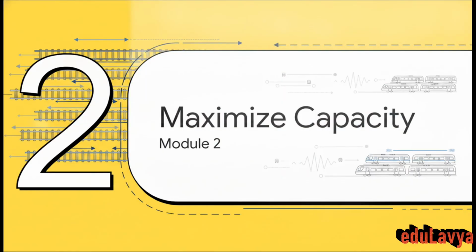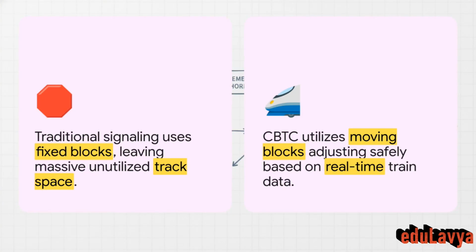Module 2. Maximizing capacity and headway. So the primary reason rail operators across the globe are adopting this system is simply to make significantly better use of their existing tracks. The absolutely crucial point here is understanding the difference between fixed blocks and moving blocks. Traditional signaling uses fixed blocks. Imagine, if you will, keeping an entire empty street between you and the car in front of you just to be safe. I mean, sure, it works, but it leaves a massive amount of unutilized, wasted space on the track.